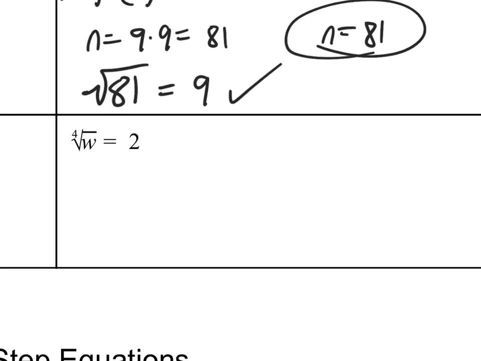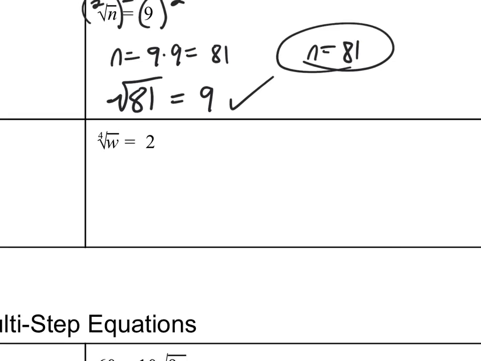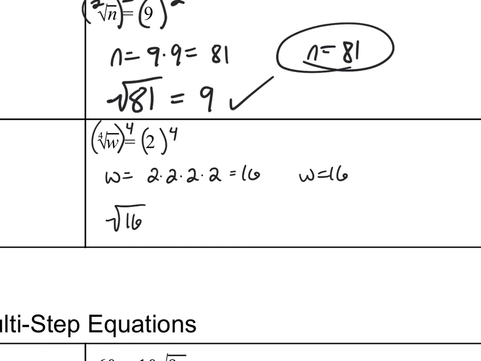What about a fourth root equation? This one says that the fourth root of w is equal to 2. So let's use the same procedure, just this time we'll raise both sides to the power of 4. That gives us w equals 2 times 2 times 2 times 2, which is 16. So w equals 16. Is the fourth root of 16 equal to 2? Yes, it sure is. And we are not going to think about the negative fourth root of 16. We're going to ignore negative 2 because, again, we're only going to look at the positive values here for our fourth root. So w equals 16 is the solution to this equation.